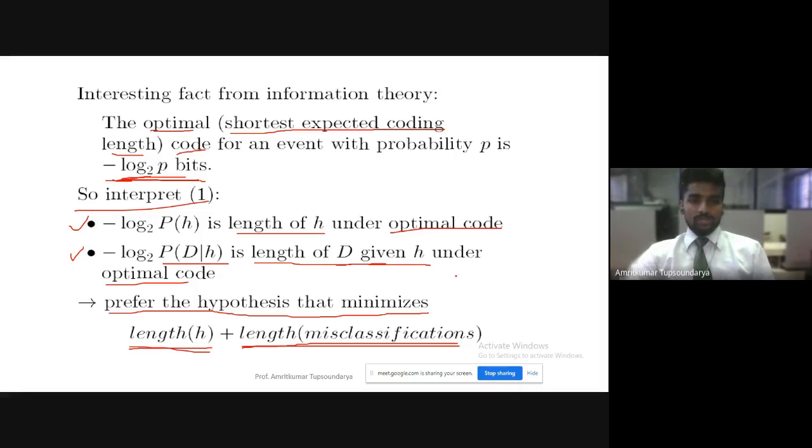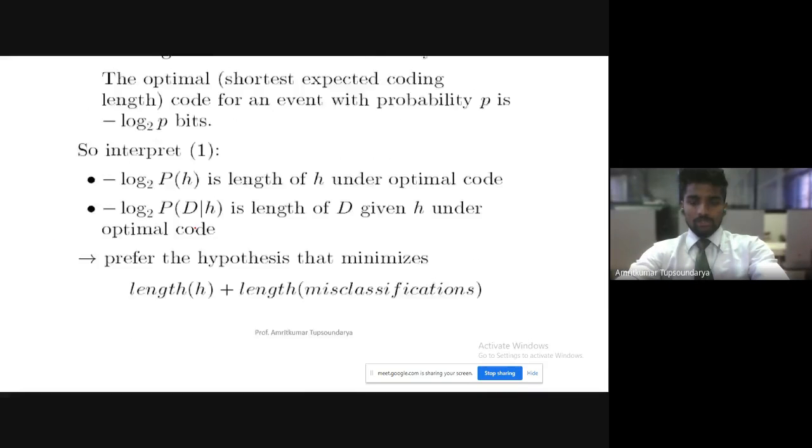And how do we get this length? We have already seen in the above examples, right? So minus log to the base 2 p of h bits and minus log to the base 2 p of d given h bits. These are the lengths that we are going to compute. And when we ultimately sum up the length of the hypothesis h plus the length of all the misclassifications that we have, that gives us the minimized hypothesis. So we prefer the hypothesis that minimizes. Right. So this is all about the MDL principle that we saw.